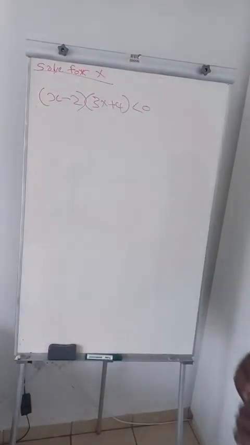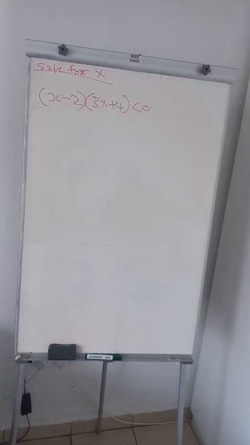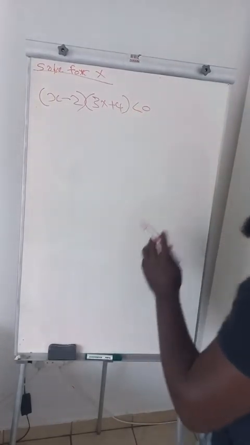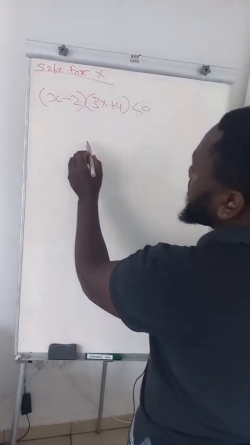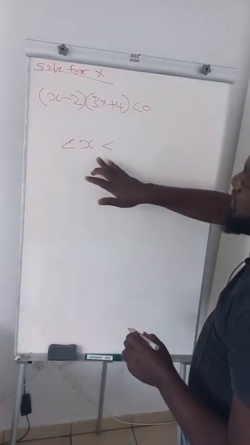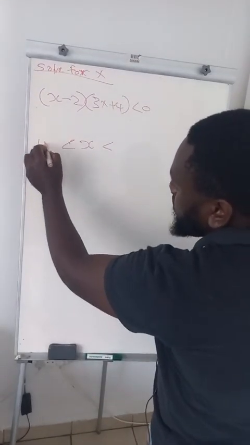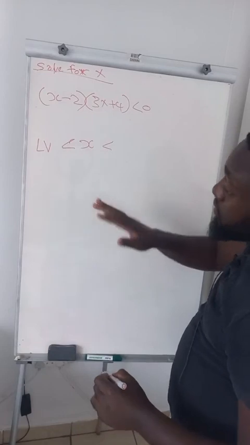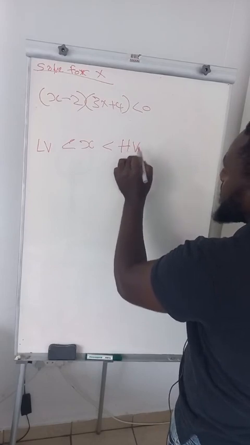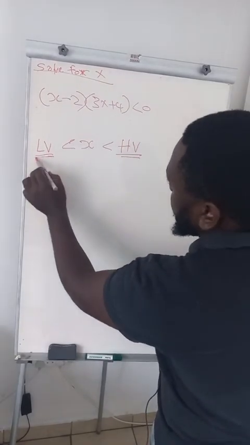Let me try to explain something here when it comes to inequalities. If they've given you an inequality like this one, when you get an inequality which is saying less than, it means your answer for x is supposed to be greater than the lowest value, and on this side the highest value. LV just means lowest value, and HV just means highest value.